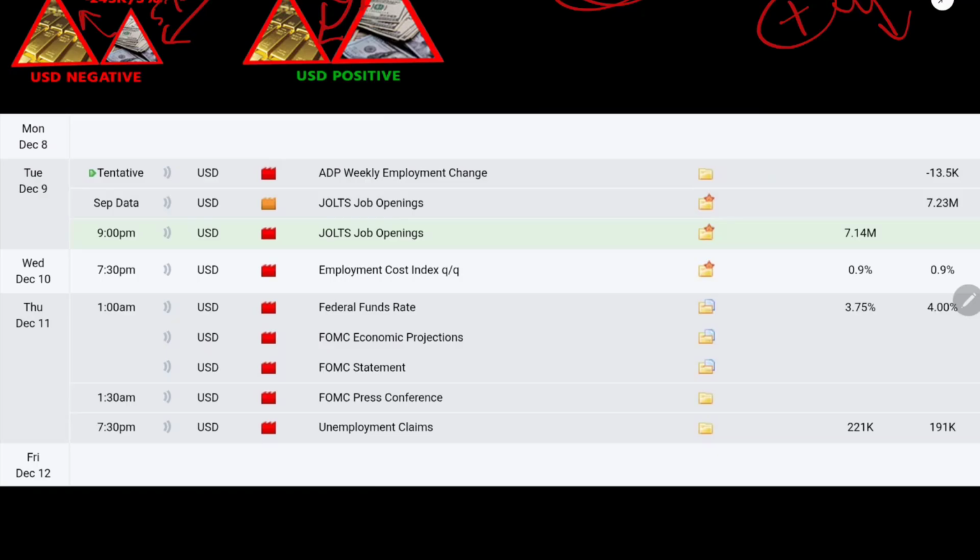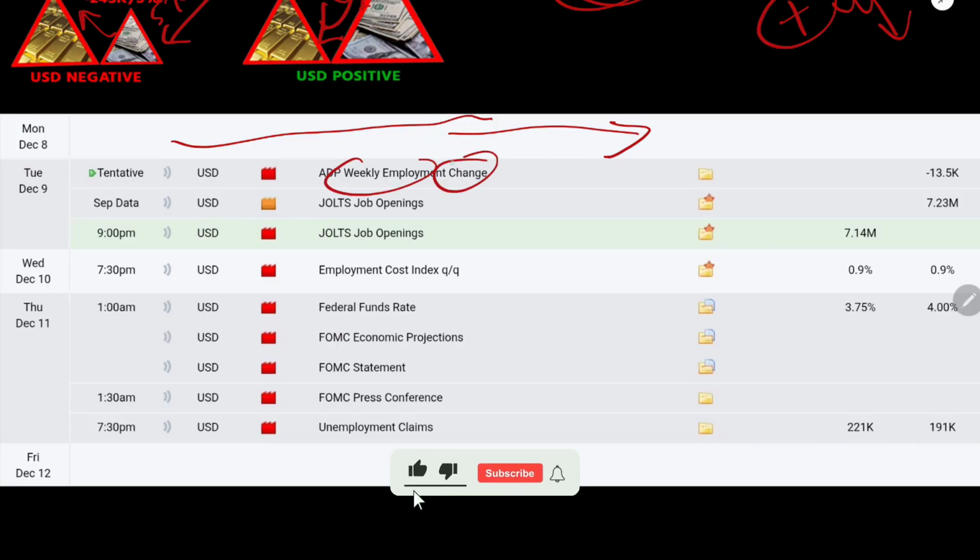As you can see, there is our next week's gold major and semi-major news. I skipped minor news. On Monday we have no major or semi-major news in the gold market or USD market. But on Tuesday we have ADP weekly employment change, and we have job openings news, and also another news item. That means one is minor and one is major.